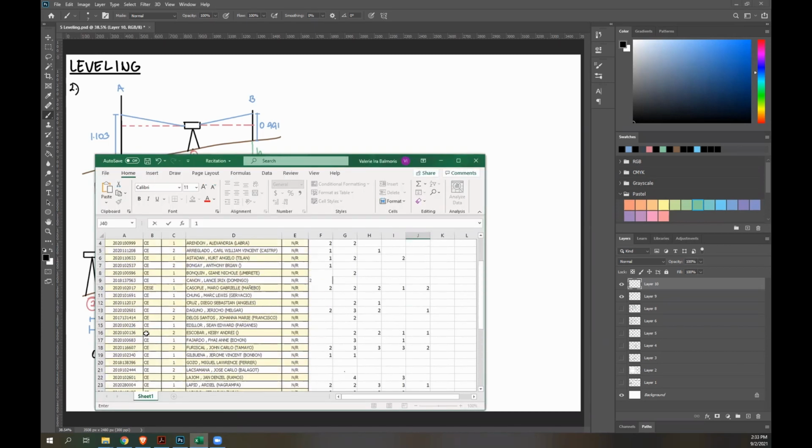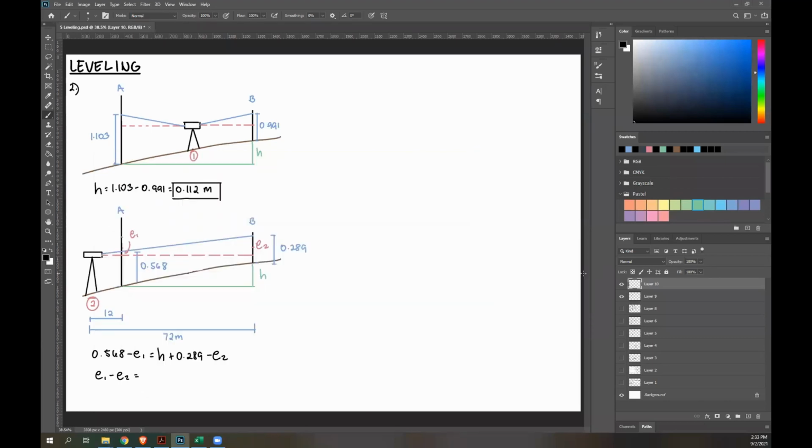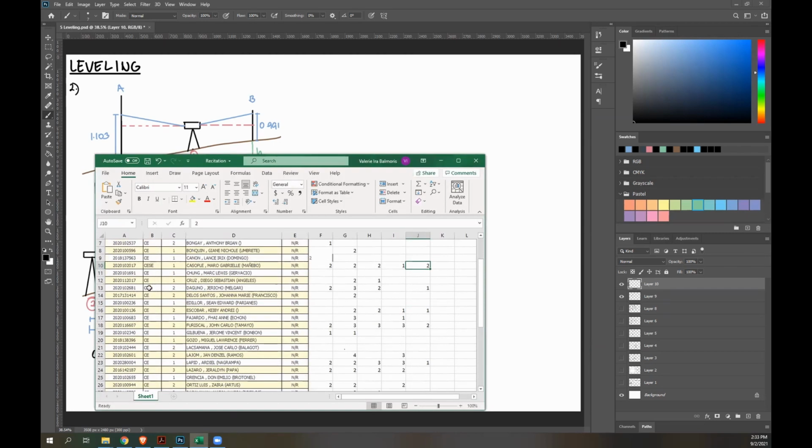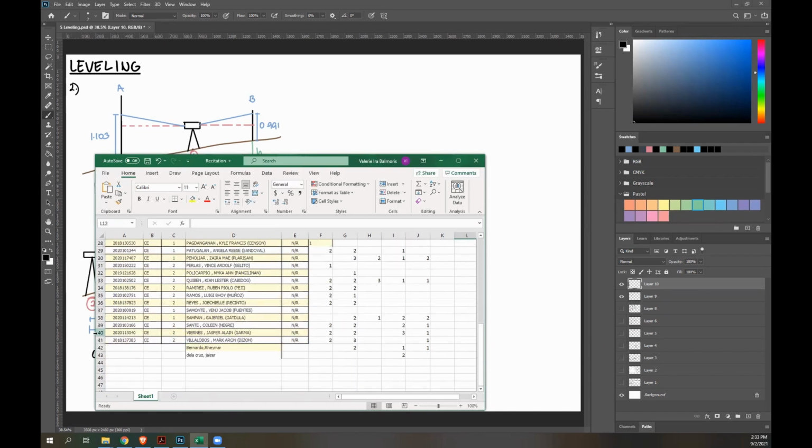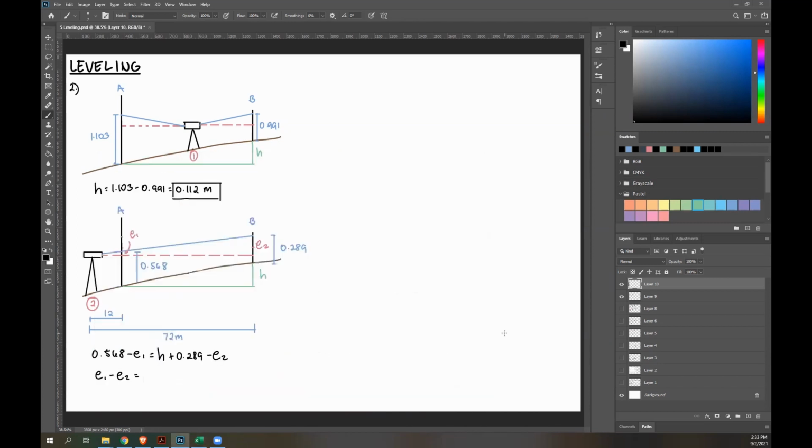0.568 minus 0.112 minus 0.289. So 0.167. Okay. There's nothing to solve for there, so I'll just call that equation 1.